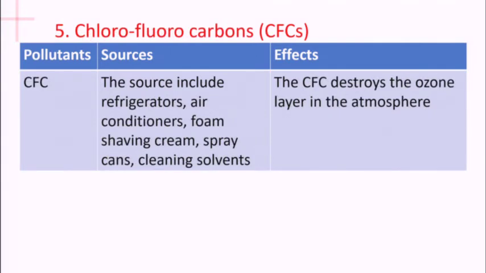The fifth pollutant is CFC. The sources of CFC include refrigerators, air conditioners, foam shaving cream, spray cans, cleaning solvents, etc. CFC destroys the ozone layer in the atmosphere. The ozone layer prevents the harmful UV rays from entering the atmosphere. The ozone layer protects the earth by preventing the UV rays from the sun from entering the earth. If the ozone layer is eaten away by human actions, the effect on the planet could be catastrophic.